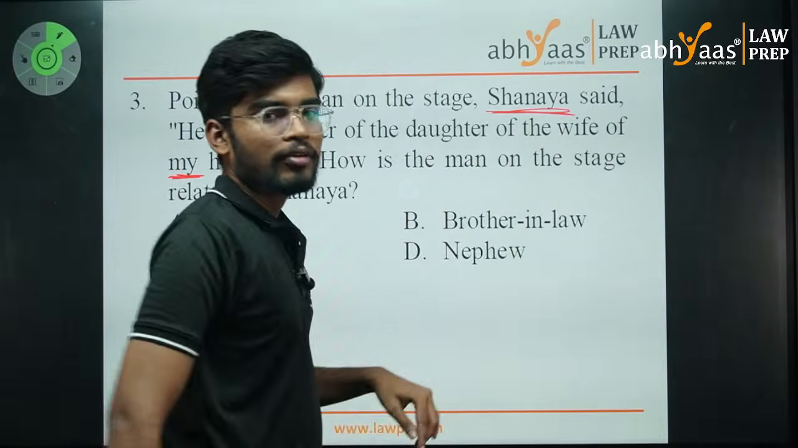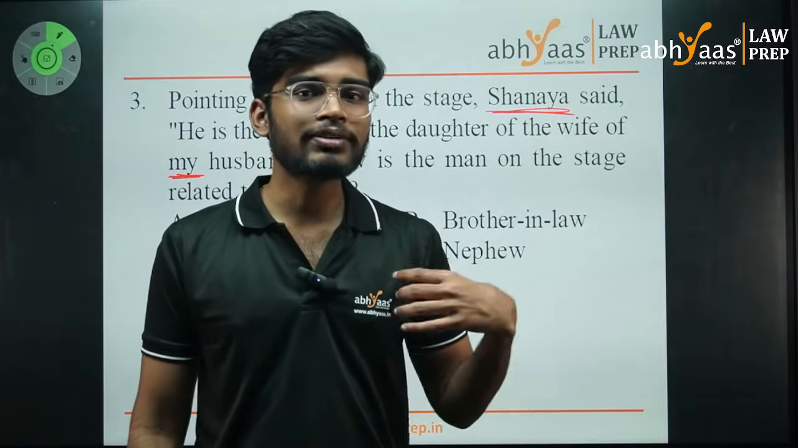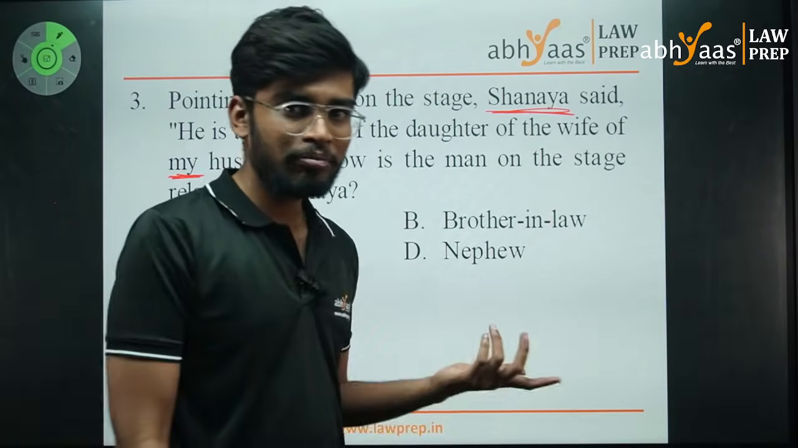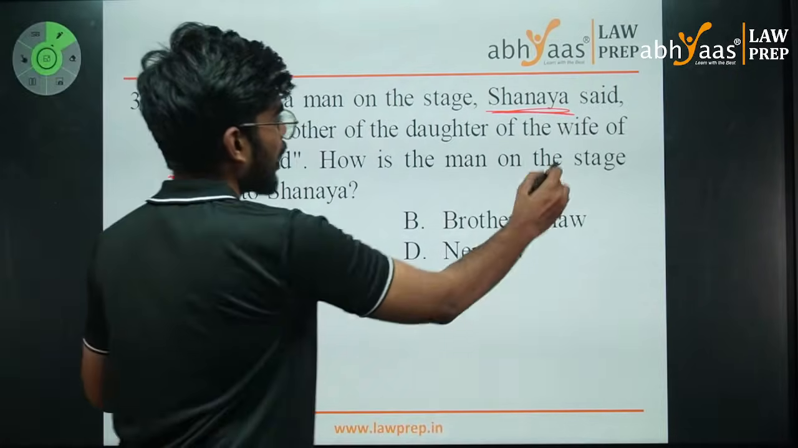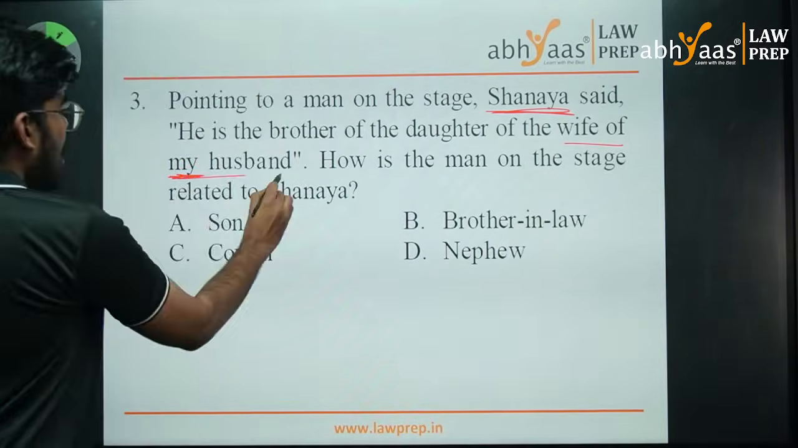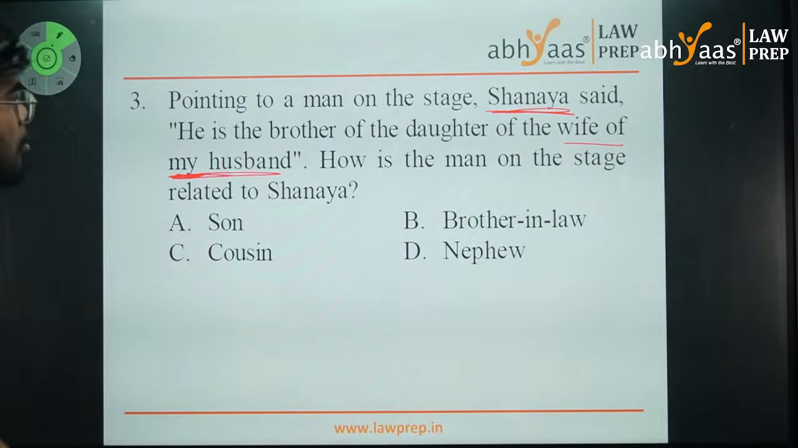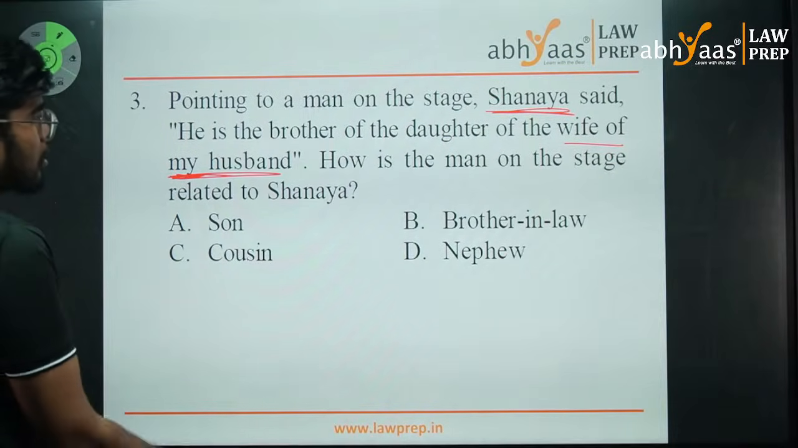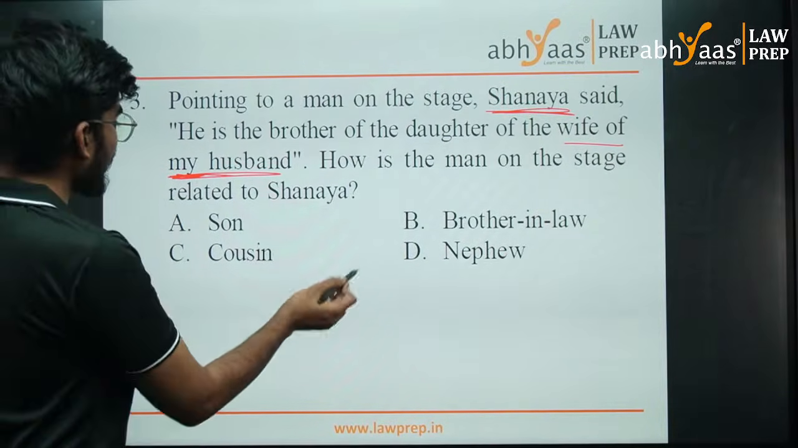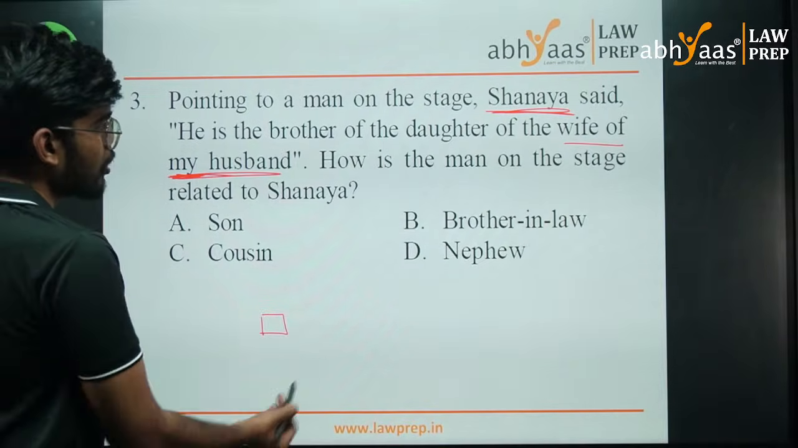Husband of my wife means, say for example, I'm married, husband of my wife will be me itself, right? So similarly, wife of my husband indicates that it is this girl itself, Shananya itself. Brother of the daughter of the wife. How is a man related? This man is the brother of the daughter.